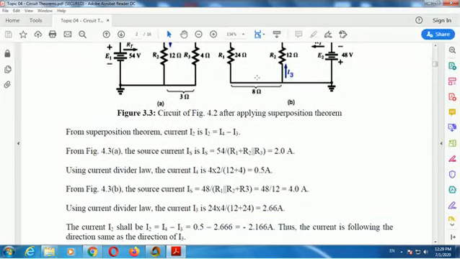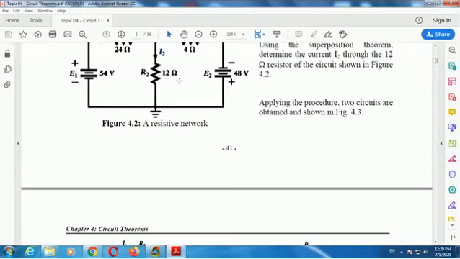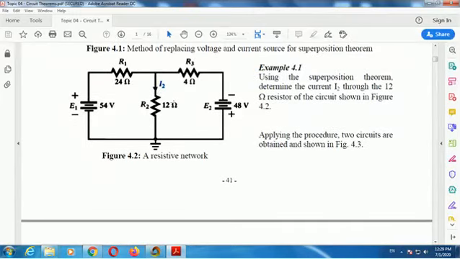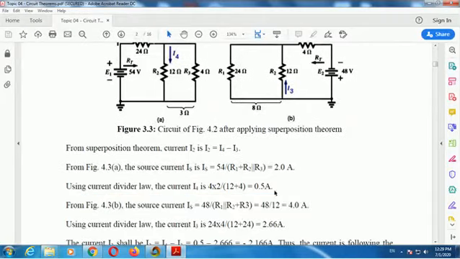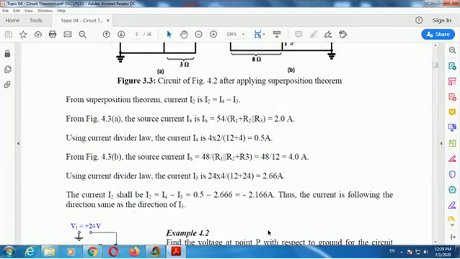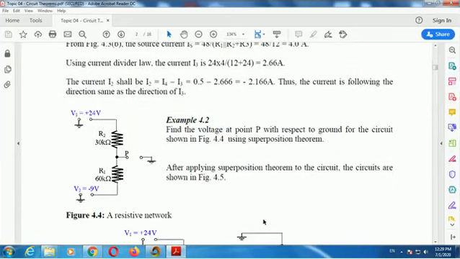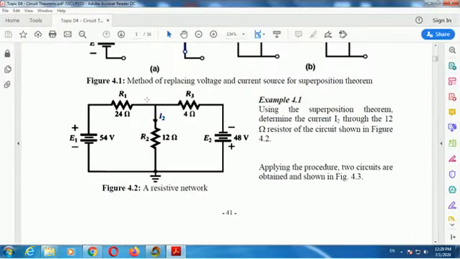Next, by superposition, I2 is the current through the 12 ohm resistor. Due to the 54 volt and 48 volt sources simultaneously, it is I4 minus I3, which is 0.5 minus 2.66, giving minus 2.1166. This is the superposition theorem used to find the current due to two sources.